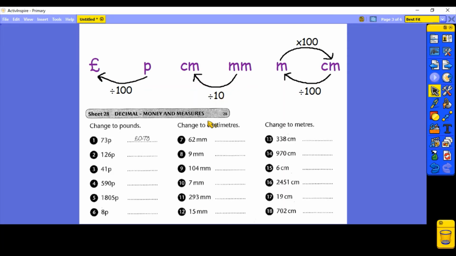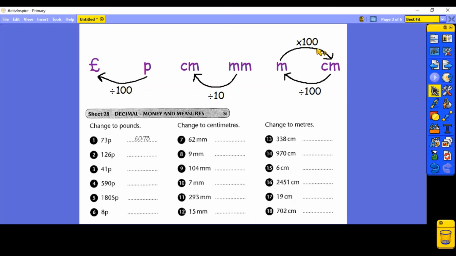So you're dividing by 10 for these ones to work out how many 10 millimeters fit into these amounts, because 10 millimeters is 1 centimeter. And then for this one, you're changing to meters. So you're starting from the centimeters and you're going round to the meters.